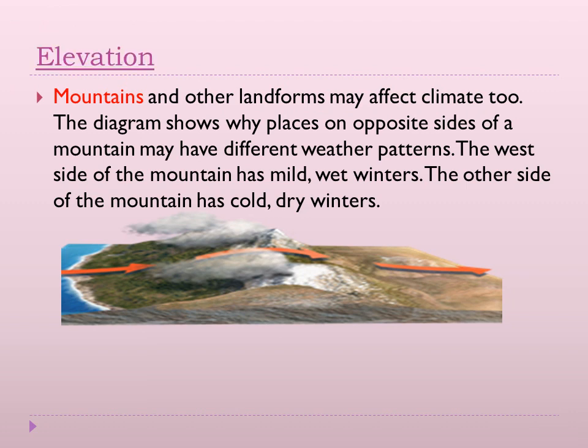Then the next factor is elevation. What we mean by elevation is the height above sea level. Mountains and other landforms may affect climate too. The diagram shows why places on opposite sides of a mountain may have different weather patterns. The west side of the mountain has mild, wet winters. The other side of the mountain has cold, dry winters.